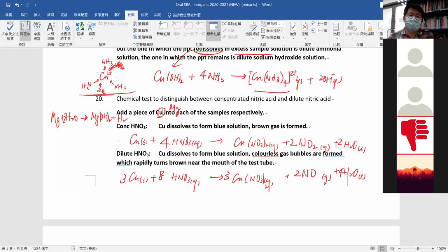Okay, so the difference between them is this one. Okay, I changed the salt name from copper nitrate to magnesium nitrate. All right, so you mean concentrated nitric acid, they will also produce NO2, while dilute HNO3 will also produce NO. Do you mean that?